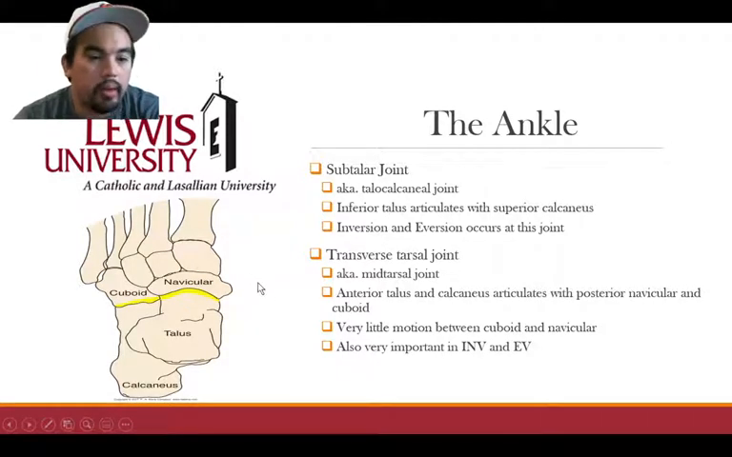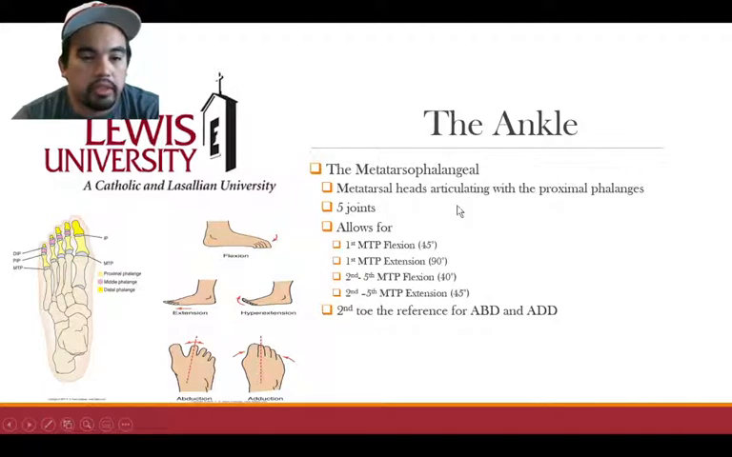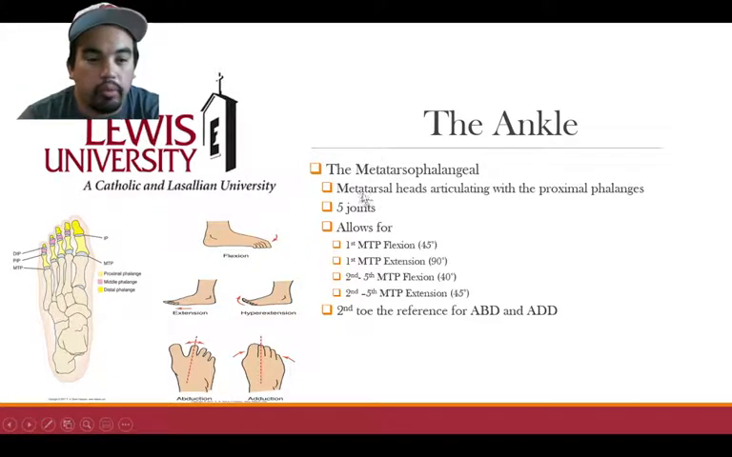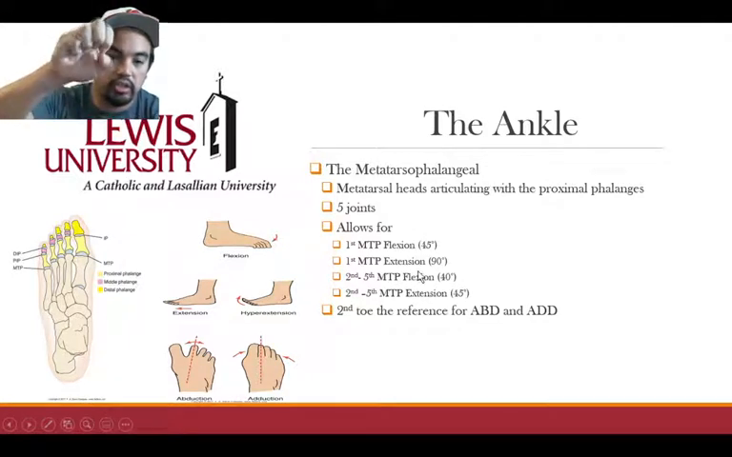The metatarsophalangeal joint is where the metatarsal heads articulate with the proximal phalanges. It's 5 joints, and it allows for metatarsophalangeal flexion. We have 45 degrees there. Then metatarsophalangeal extension, so lifting our toes up off the ground. Flexion is curling our toes.